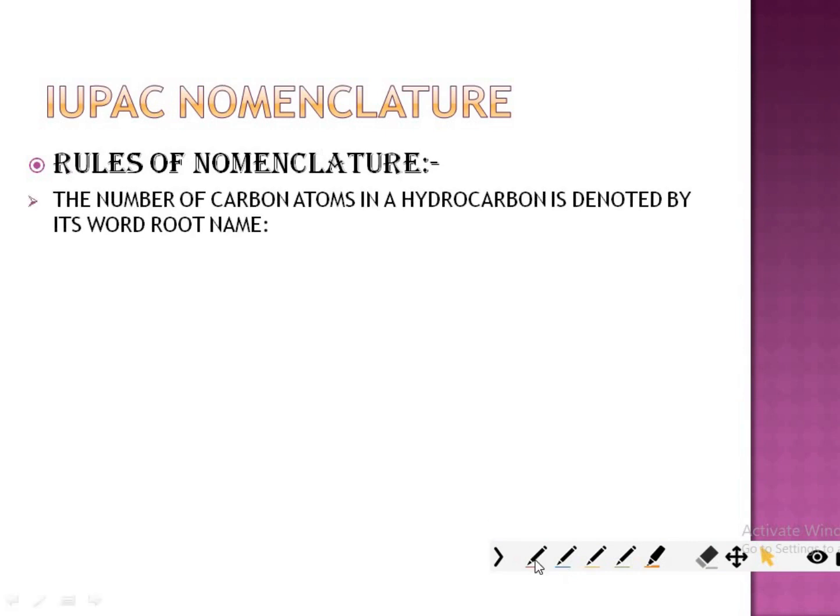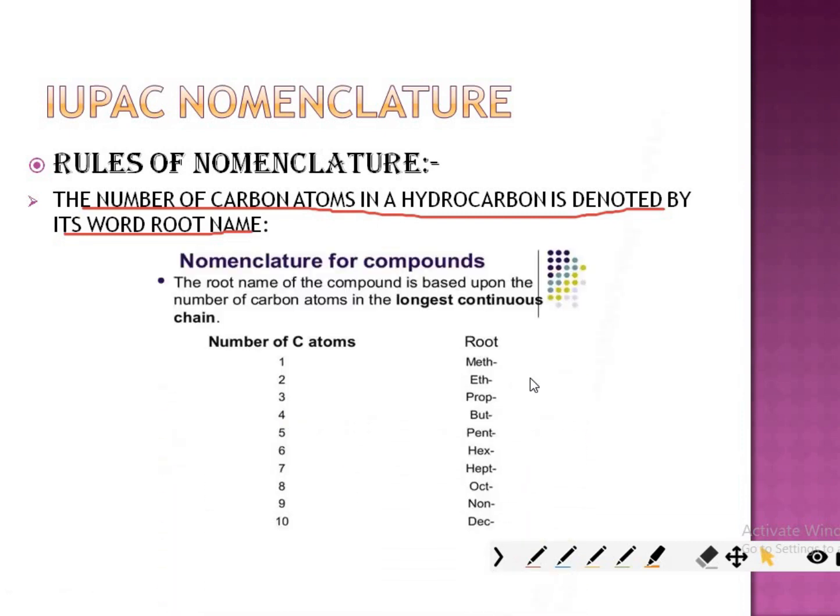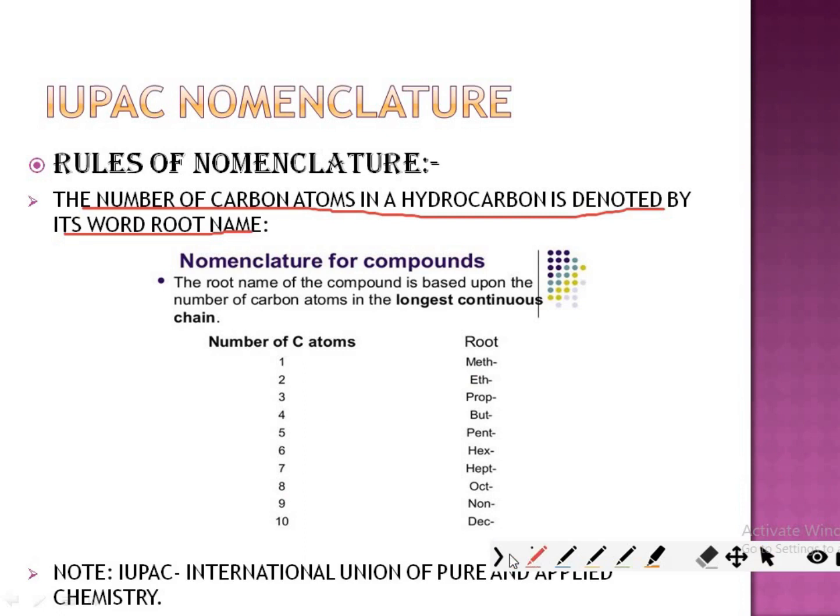The number of carbon atoms in a hydrocarbon is denoted by its word root name. So when we are given a hydrocarbon, we denote the number of carbon atoms through its word root name. Now what are the word root names? For 1 carbon, the word root name will be meth.